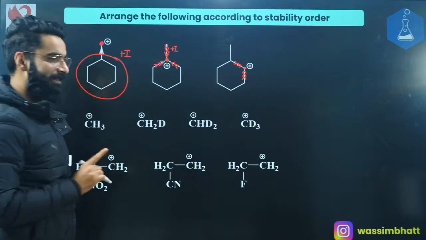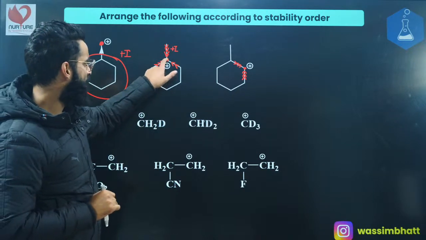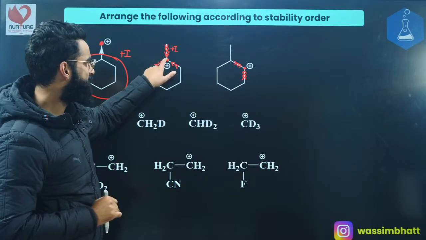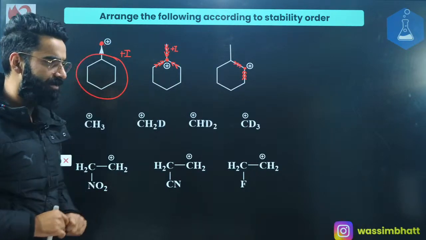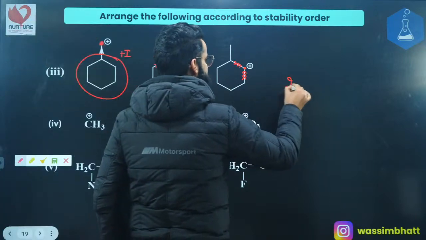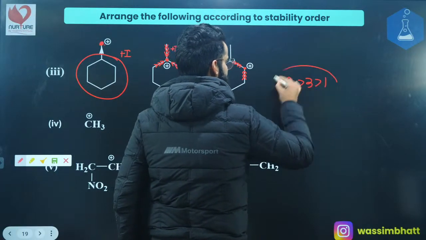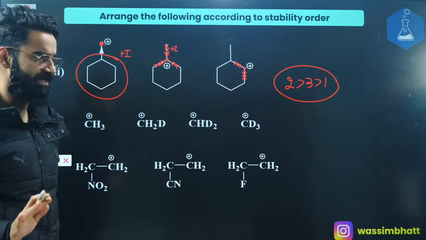So where will the intensity of positive charge be minimum? Can I say intensity of positive charge is minimum on this carbon, followed by this carbon, followed by this carbon? And wherever charge is minimum, stability is maximum. So 2 is maximum stable, followed by 3, followed by 1. More the charge, less the stability. Less the charge, more the stability. Simple.